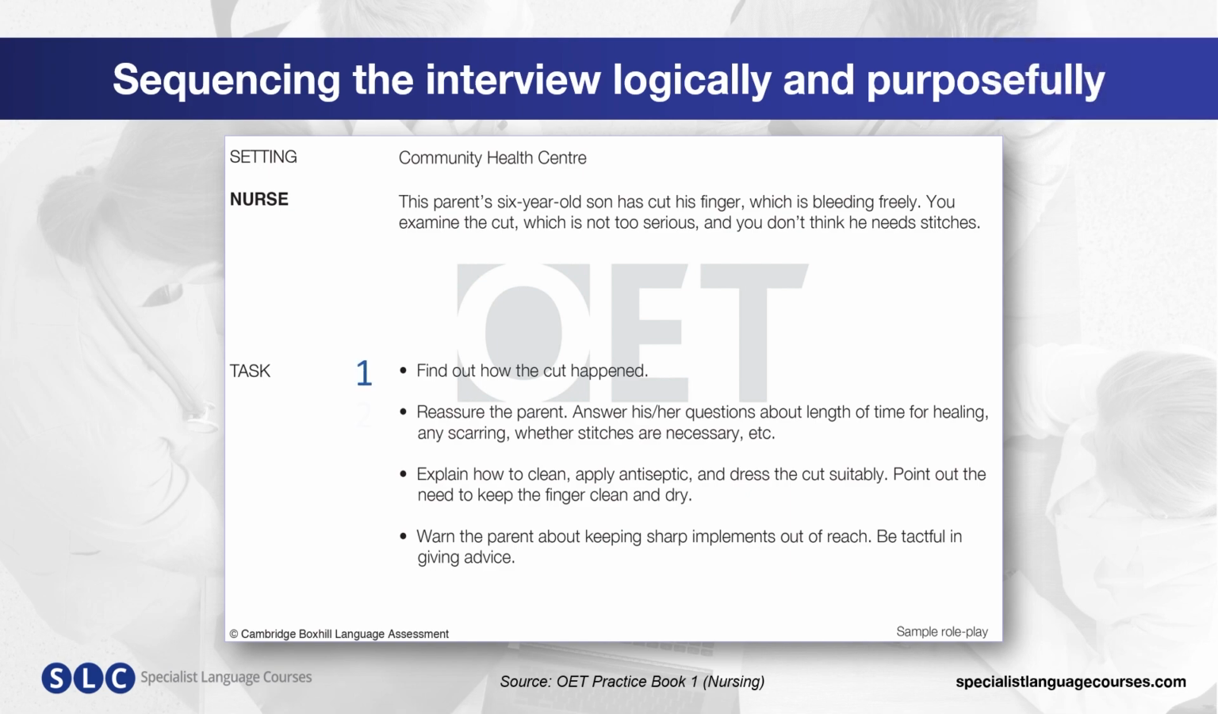As you can see, the tasks follow a logical sequence. By sticking to the order of the tasks, you would prioritise the importance of what needs to be done with the patient, as well as not offending the patient about advising them to keep sharp objects out of reach too early in the conversation. Using signposting can help make the interaction clear and purposeful.